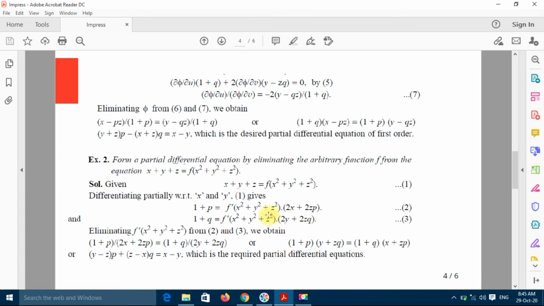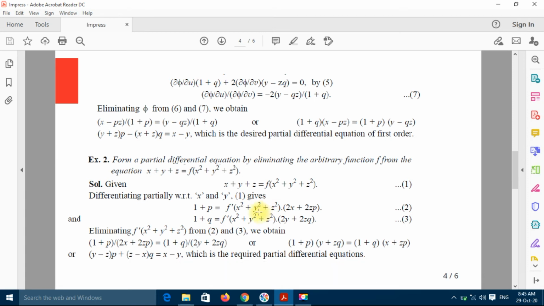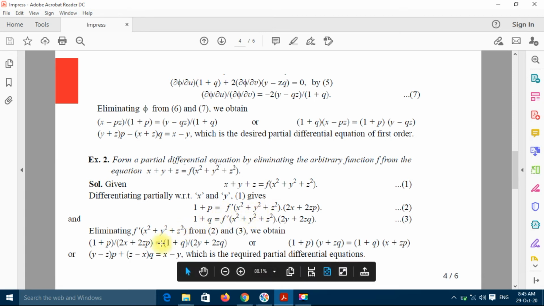Now eliminate the function f'(x² + y² + z²) from equations number 2 and 3. So for eliminating this, we divide these equations. So we get (1 + p)/(2x + 2zp) = (1 + q)/(2y + 2zq). Now simplify it, then we get (y − z)p + (z − x)q = x − y. This is our required differential equation corresponding to the given function denoted in equation number 1.